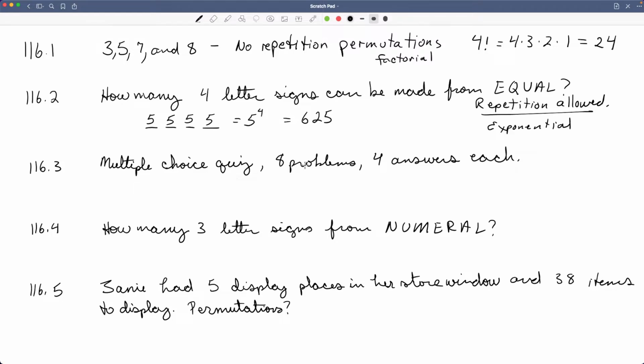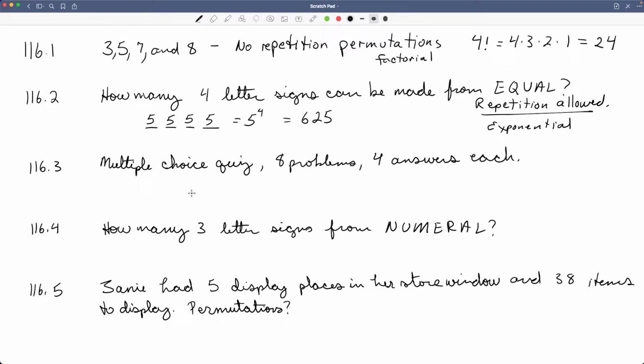So on a multiple choice quiz, you have 8 problems. Let me read it from the book. A multiple choice quiz has 8 questions, and there are 4 possible answers to each question. How many permutations of the answers are possible? So in this problem, it doesn't tell us whether or not repetition is allowed, but we can assume that it is, because if you've only got 4 answers and 8 problems, then some of the letters are going to have to be duplicated, like number 1 and number 7 might both be A, right? You know, there's going to be some duplication involved, because if not, you would run out of the letters for multiple choice.